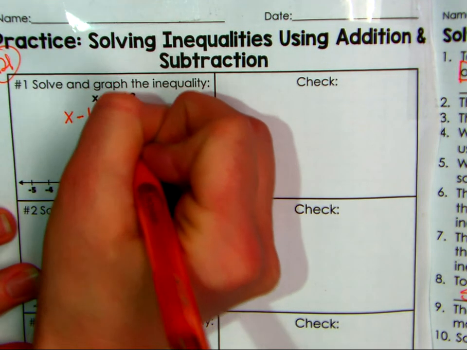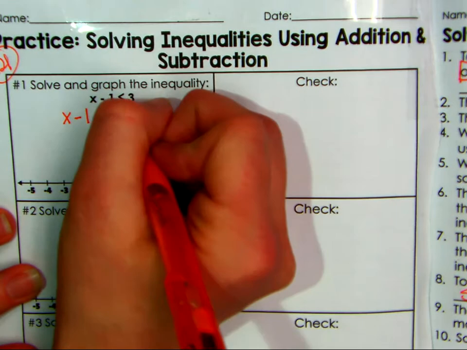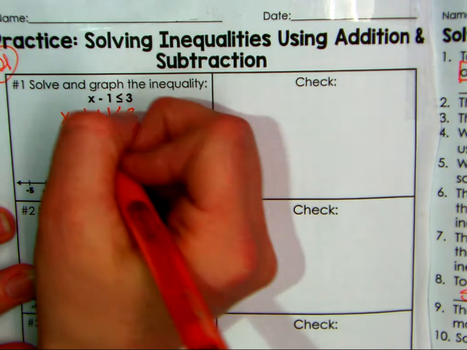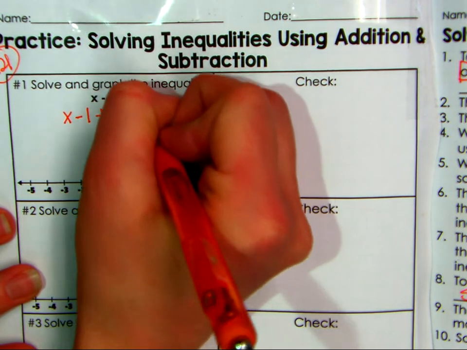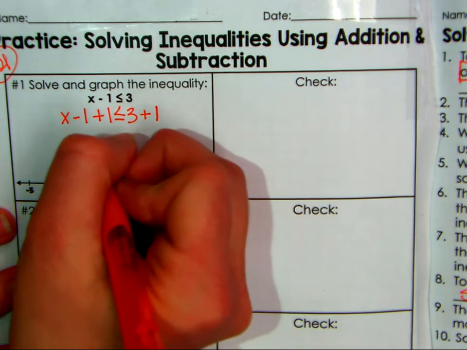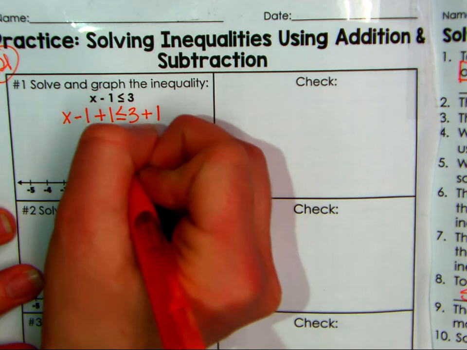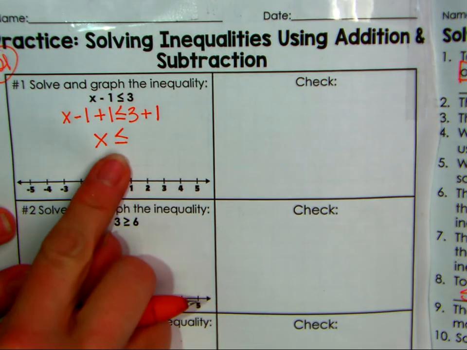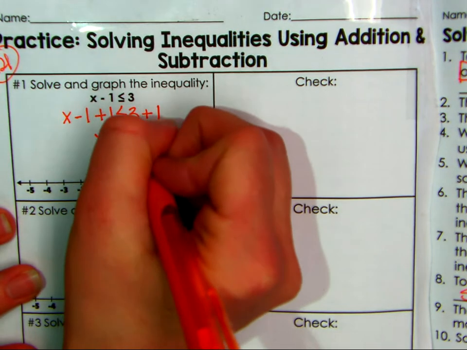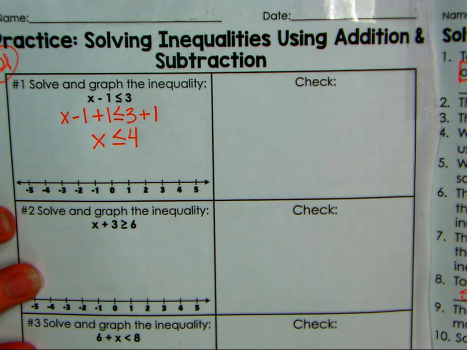Now, can somebody tell me what I have to do now? Anybody in the group? What do we do next? Christopher? Do the same to the other side of the inequality. So we added 1, we're going to add 1 to the other side. So now we're going to evaluate. -1 plus 1 is going to cross out. We're going to end up with x is less than or equal to, remember our inequality doesn't change. And what is 3 plus 1, class? 4. So now we need to graph it.